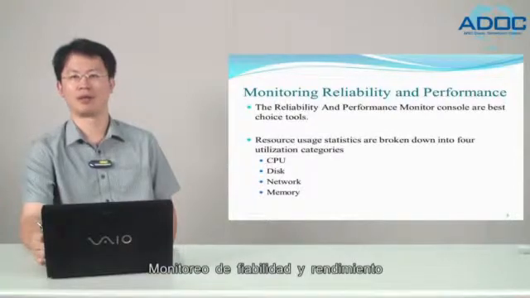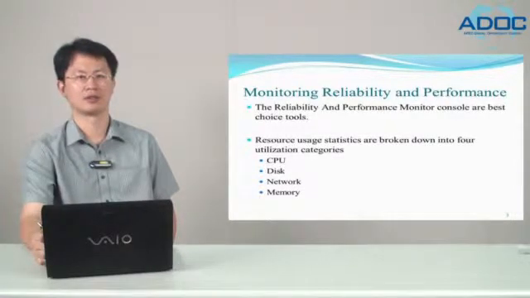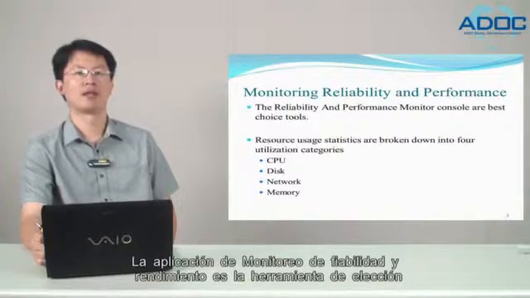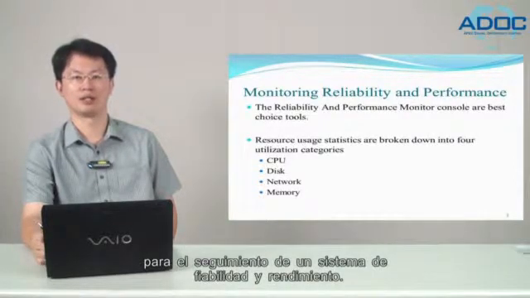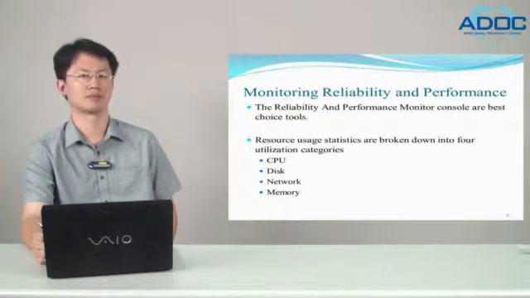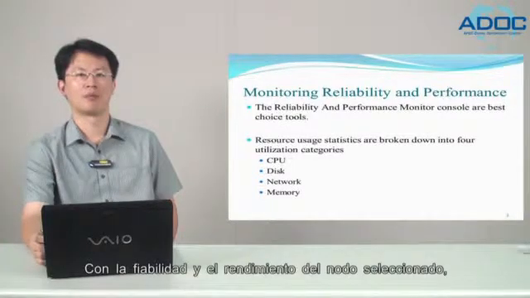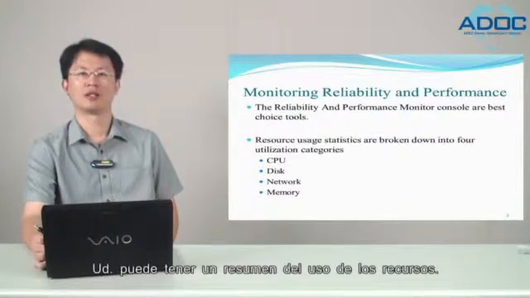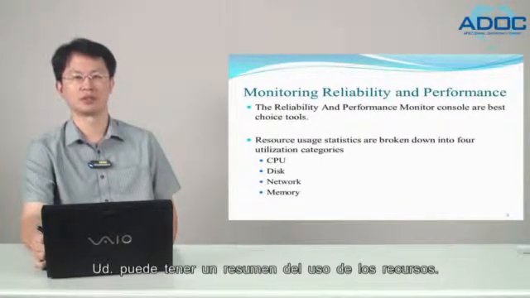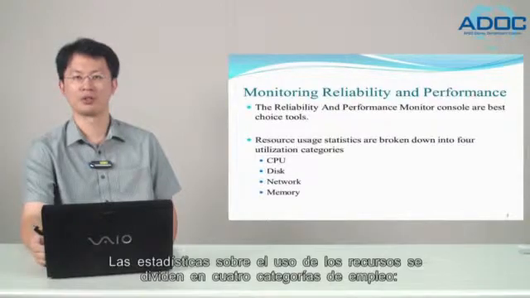And monitoring reliability and performance. The Reliability and Performance Monitor console is the tool of choice for monitoring a system's reliability and performance. With the Reliability and Performance node selected, you see an overview of resource usage. The resource usage statistics are broken down into 4 utilization categories.